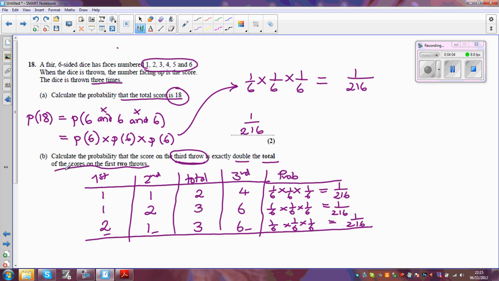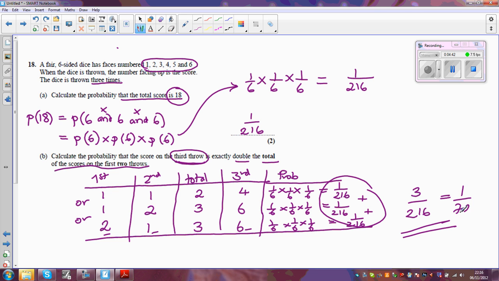So there's 3 different ways that this could happen, by getting a 1, then a 1, then a 4, or a 1, then a 2, then a 6, or a 2, a 1, and a 6. And each of those has a probability of 1/216. Now, it's an either-or situation. Either that happens, or that happens, or that happens. In other words, I'm going to add together these 3 probabilities. So 1/216 plus 1/216 plus 1/216, which is just 3/216. So my final probability there is 3/216. Oh, actually, that simplifies to 1/72, I've just realized.